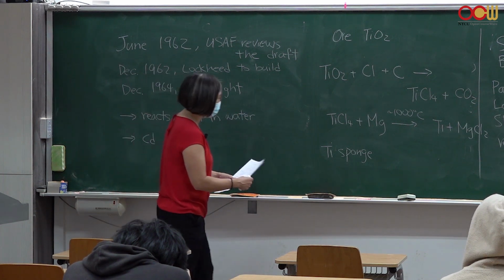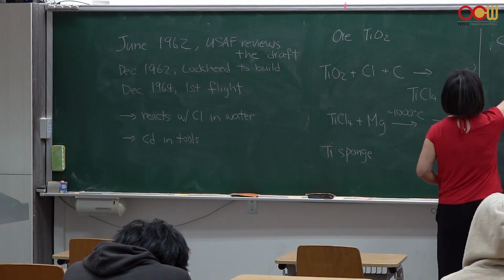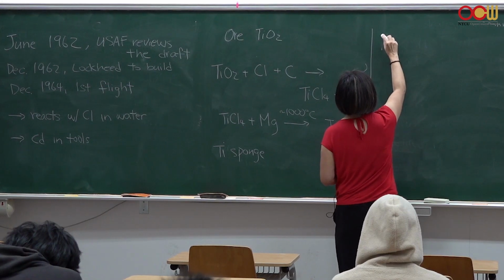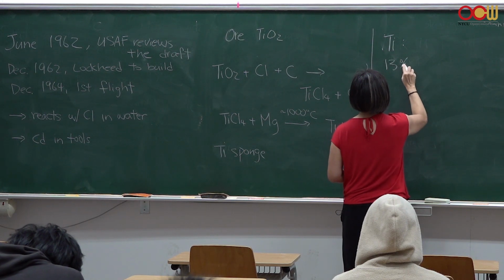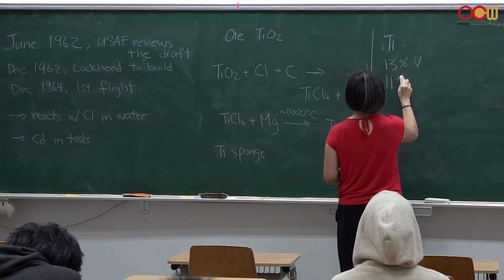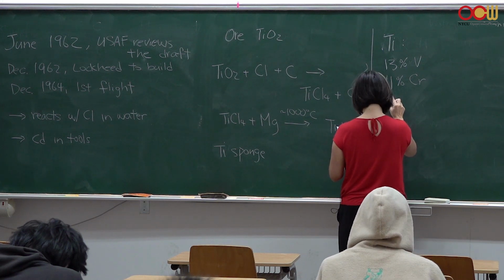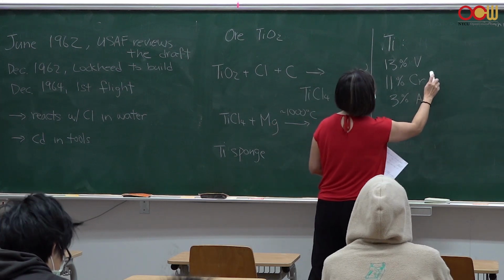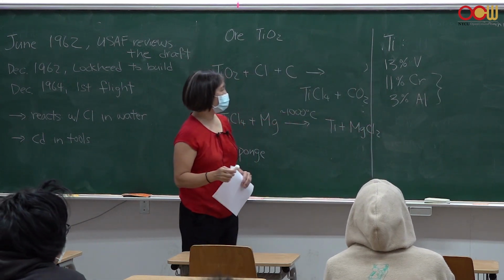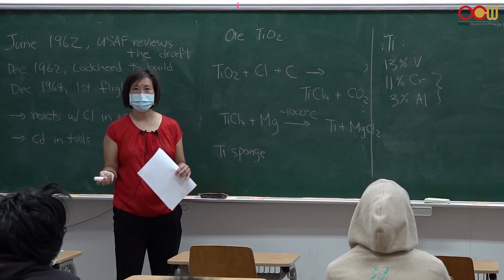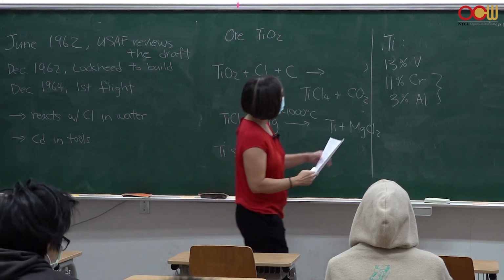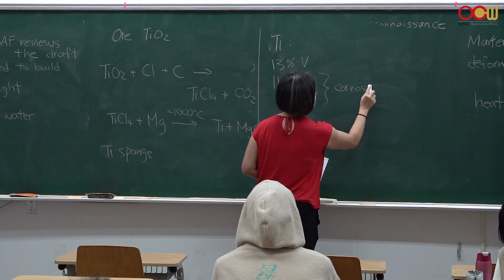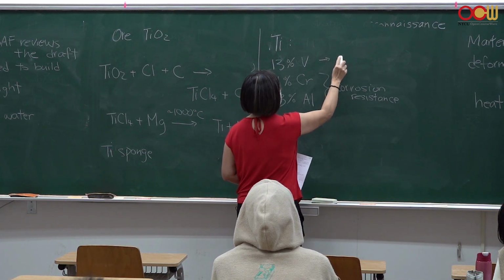So the titanium alloy that they use is alloyed with chromium and aluminum and vanadium. So it has 13% vanadium, 11% chromium, and 3% aluminum. Chromium and aluminum are there to form an oxide layer to prevent corrosion. So this is corrosion prevention or resistance. And the vanadium is to stabilize.